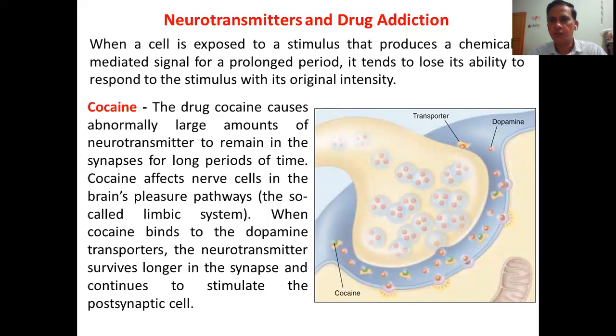Why? Because the dopamine is not reabsorbed by the axon terminal, and is available to bind to the receptor in the postsynaptic neuron, and the feeling of pleasure is prolonged.